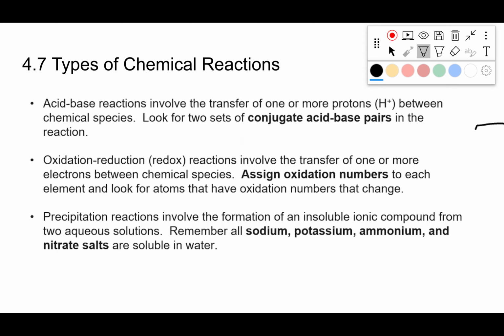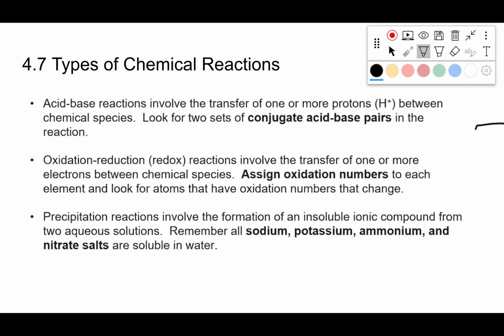In AP chemistry, we're going to get a little bit more involved in some more complicated types of chemical reactions. One is called an acid-base reaction. One is oxidation reduction, or just redox reaction. And one is called a precipitation reaction. We've actually already talked about precipitation reactions in another video in Unit 4. We're going to go over it a little bit more in depth.